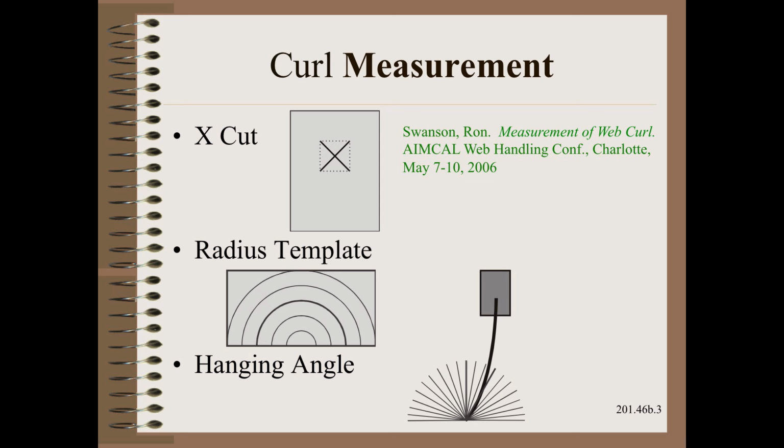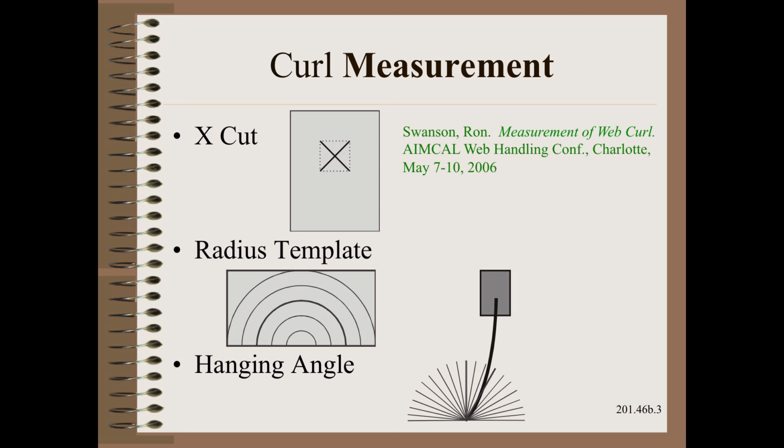There are at least a dozen official measurement methods for curl. There are hundreds of others that are peculiar to a particular company, plant, or product. Yet, most are just variations of three basic types. The most common of all is the X-cut.